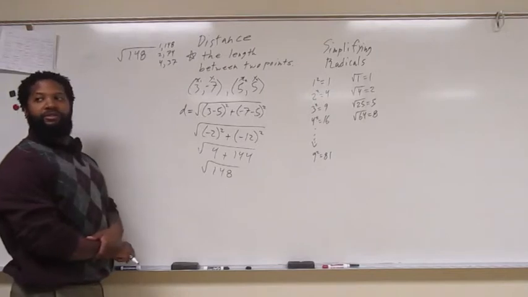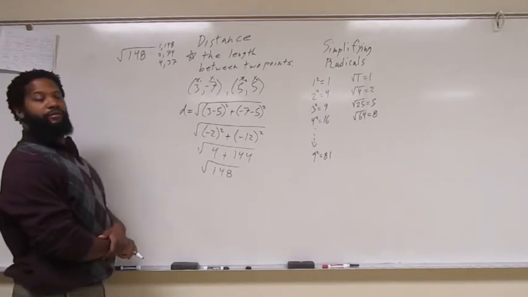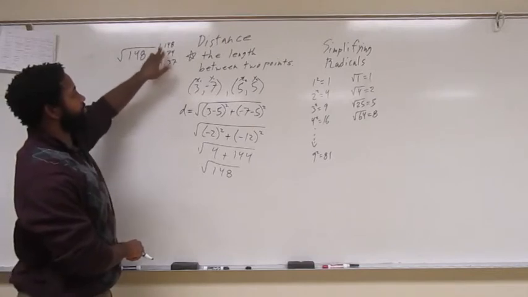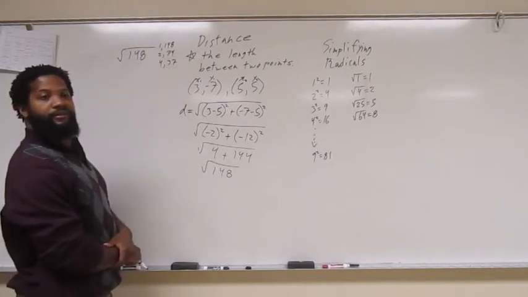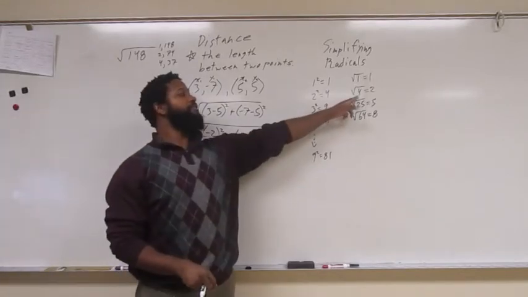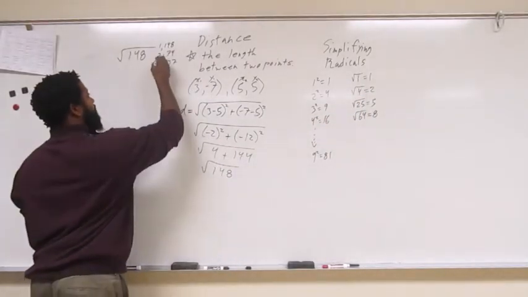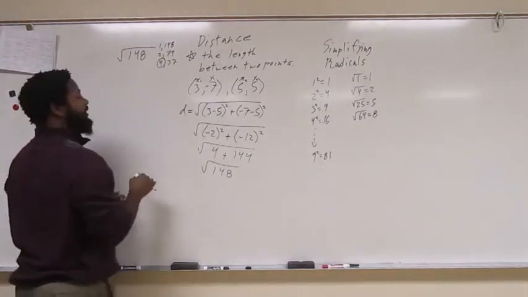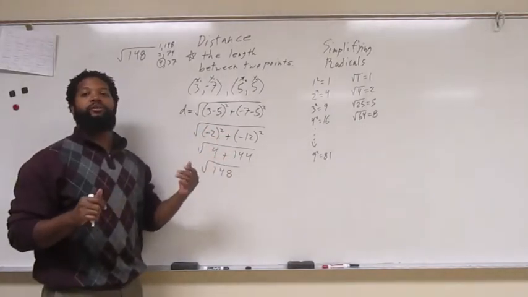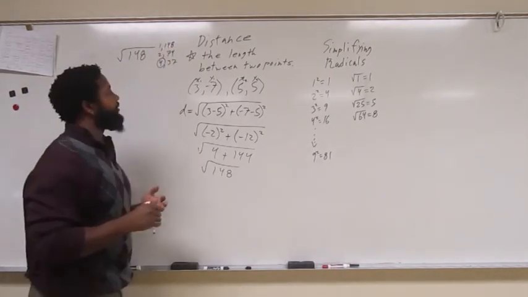Which of these numbers up here is a perfect square? Which of these is a perfect square? 4? Yes, it is, because the square root of 4 is 2. So 4 is a perfect square. When simplifying radicals, that's the main question you ask: which of these is a perfect square?